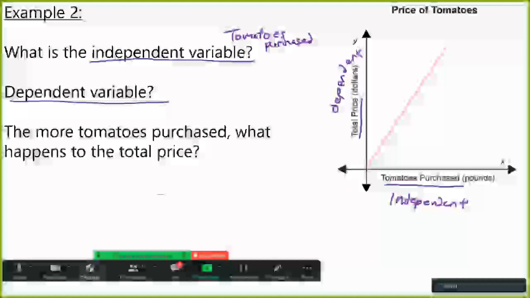Dependent. So that means the total price is dependent. Thanks, Anaya. Good job. Thank you.